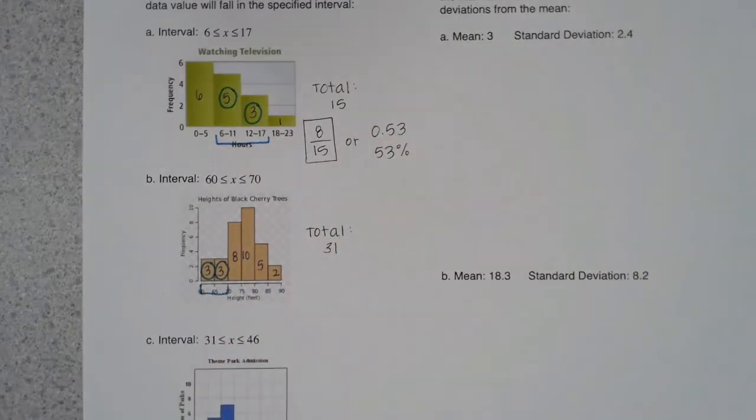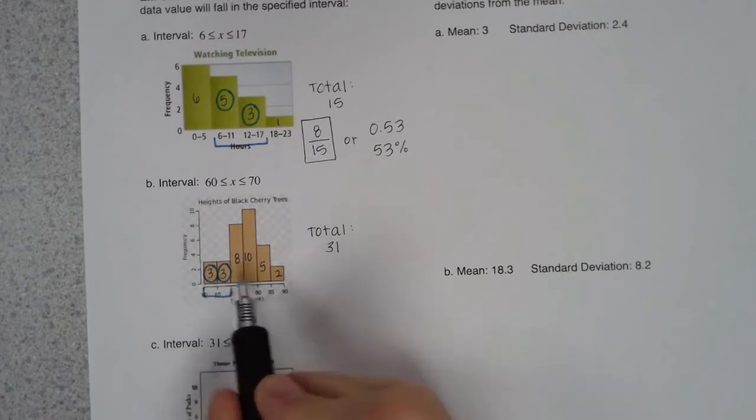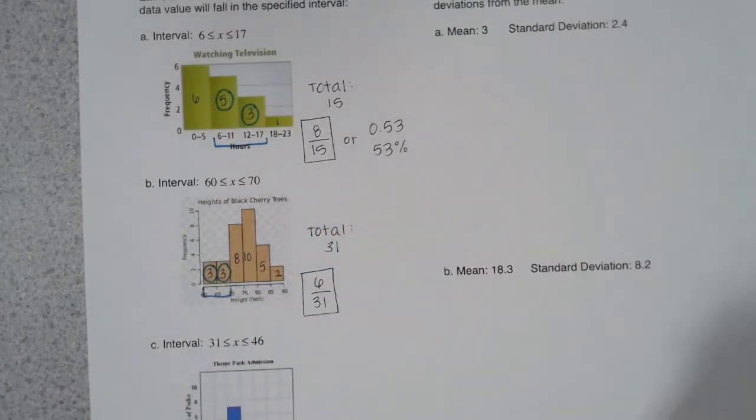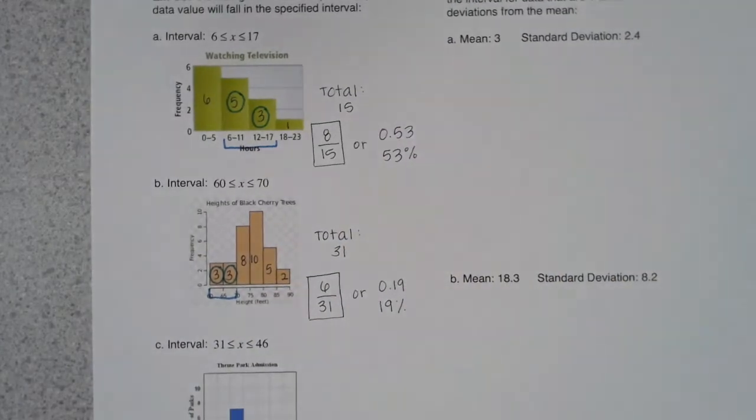And then to figure out the probability that a data value would fall in that specified interval, it's going to be these two numbers added up. So the 6 goes in the top and then the 31 goes in the bottom. And so for this one, your answer would be 6/31. You could also write it as a decimal, or you could write your answer as a percent.